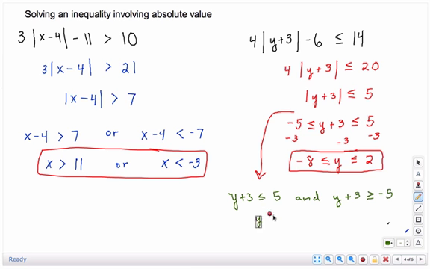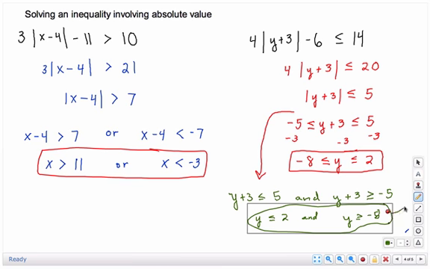You subtract 3 from both sides here. You get y is less than or equal to 2. And subtract 3 from both sides here. You get y is greater than or equal to a negative 8. This means the same thing. These are the same.